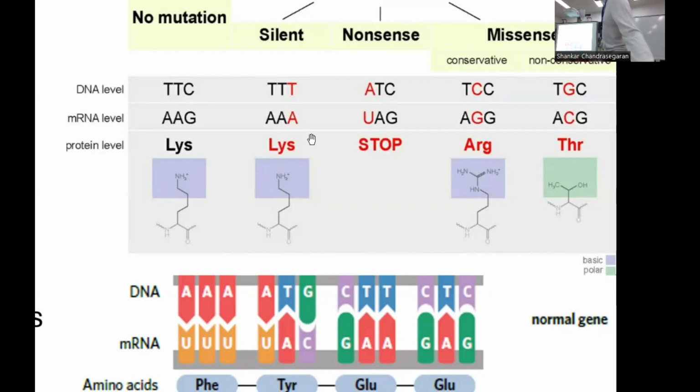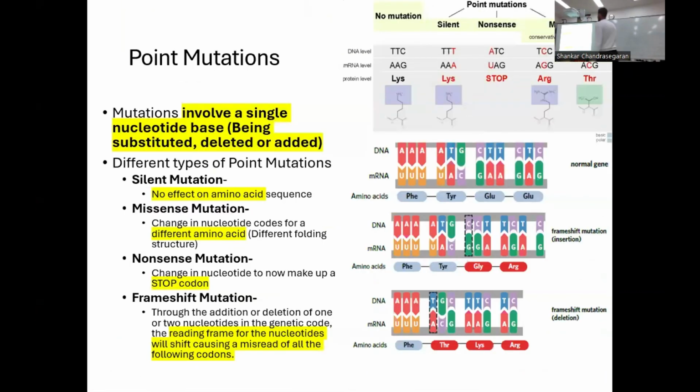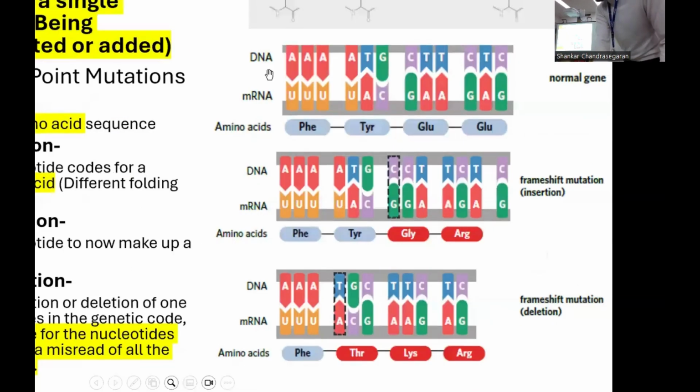For now, I just need you guys to remember the different types of point mutation, right? There's silent, where there's no effect in the amino acid sequence. There's missense, where the change in the nucleotide codes for a different amino acid altogether, causing a different folding structure at times. There's nonsense mutation, where suddenly it codes for a stop codon, and then there's a frameshift mutation, which is basically when it does this down here, right? So let's have a look at this picture down here.